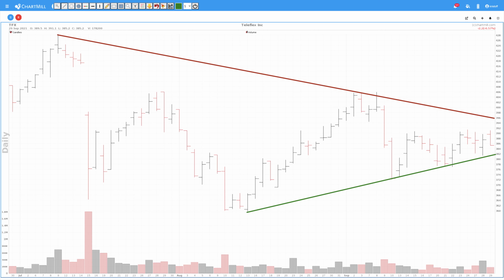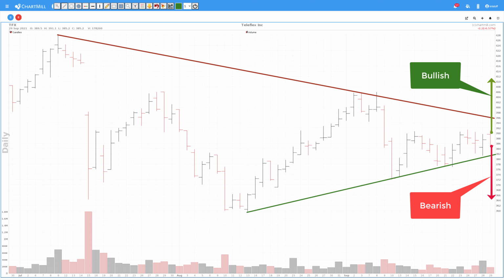A symmetrical triangle represents a period of consolidation that may forecast either continuation of the existing trend or a trend reversal. In other words, it may represent a breakout or a breakdown. A breakdown from the lower trend line marks the start of a new bearish trend, whereas a breakout from the upper trend line indicates the start of a new bullish trend. A symmetrical triangle pattern consists of two converging trend lines, connecting a series of consecutive highs and lows. Both trend lines should have a more or less equal slope.